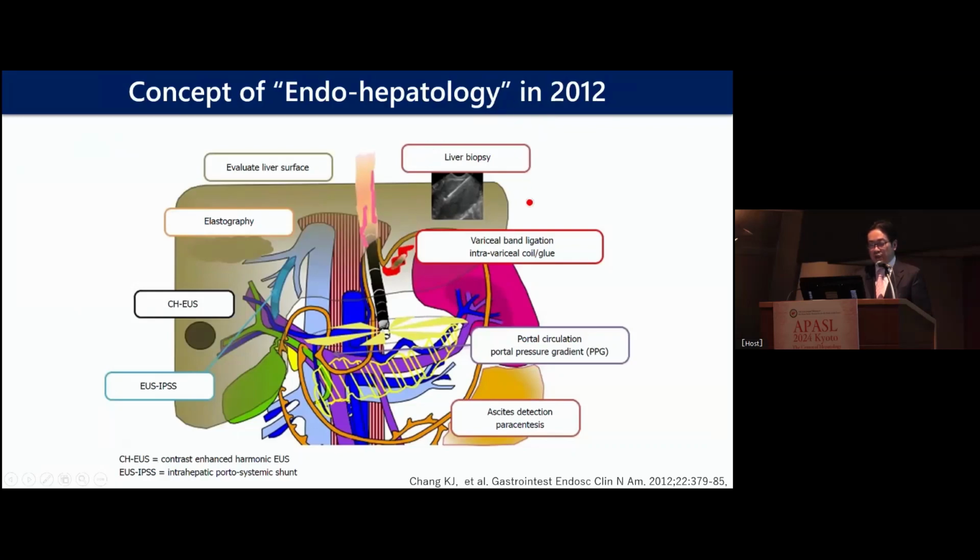First, we did EUS guided liver biopsy, but now the indications are increasing: EUS guided varices coiling or glue, or PPG measurement, or maybe in the future EUS guided portosystemic shunt. And now we are using contrast enhanced EUS and elastography, and we also do ablation for liver tumor.